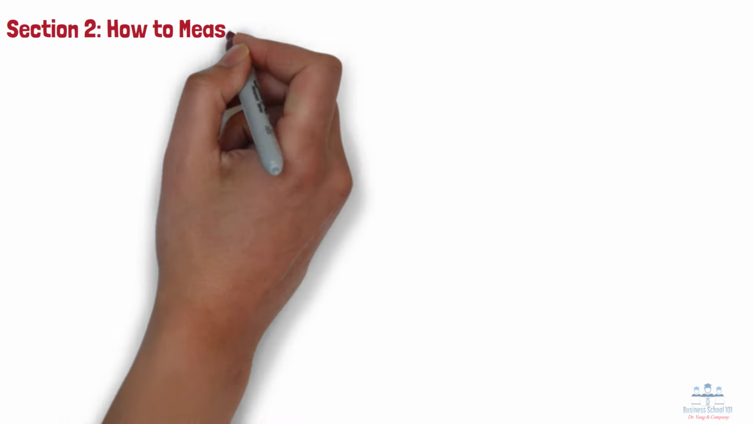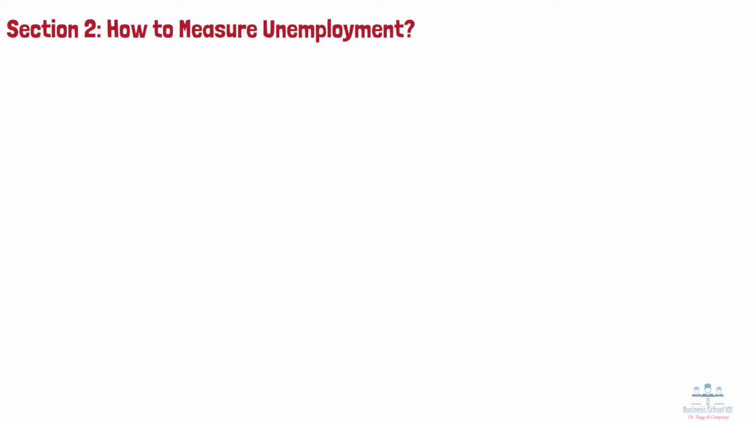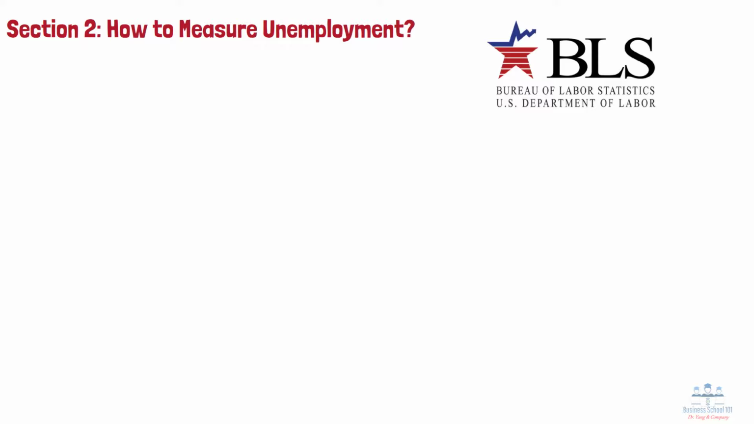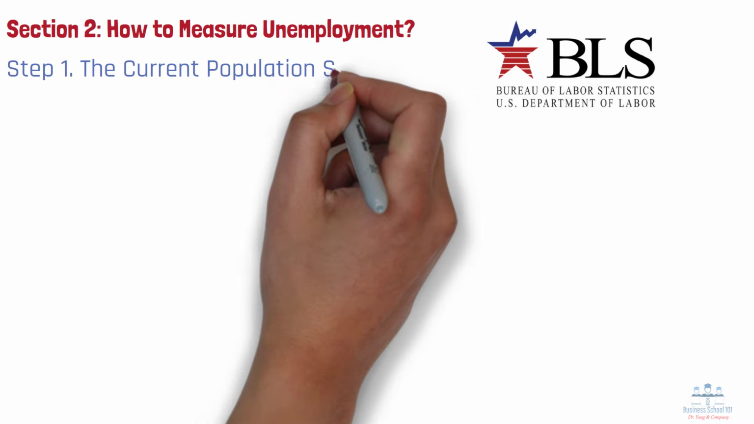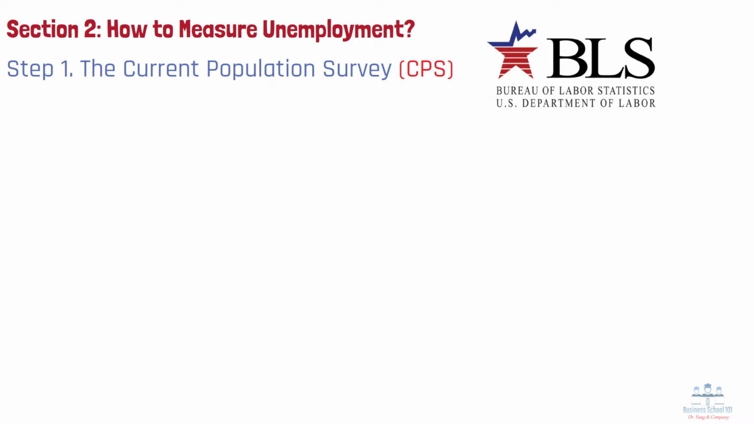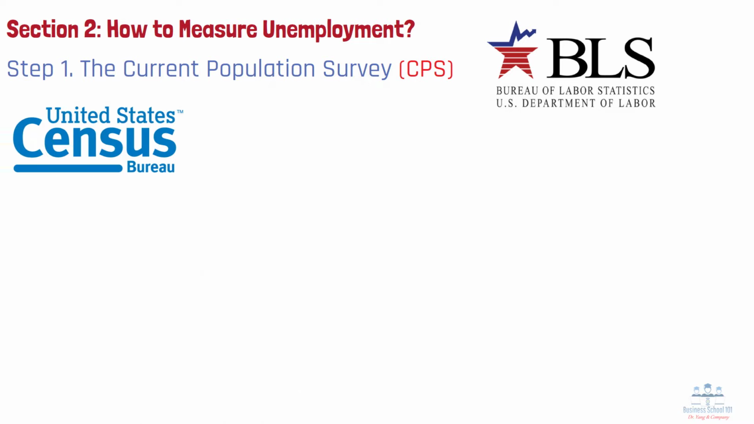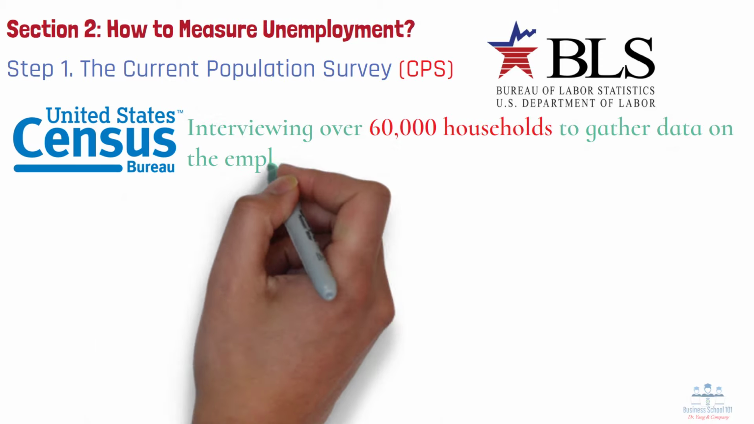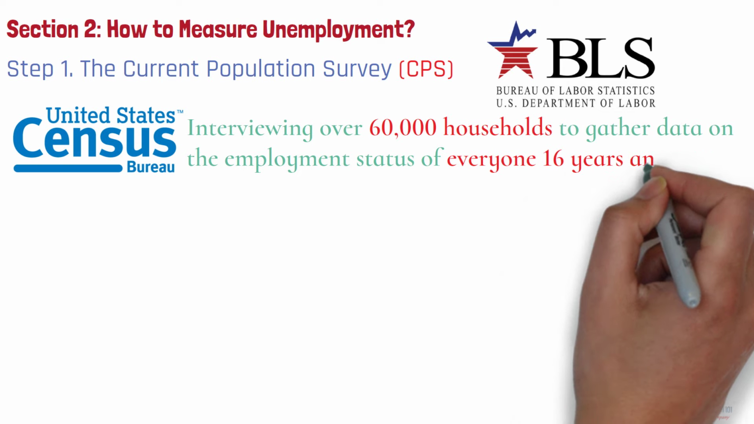Section 2, How to Measure Unemployment. The official unemployment rate is calculated monthly in the United States by the Bureau of Labor Statistics, BLS. This process involves the following steps. Step 1. The Current Population Survey, CPS. Each month, the Census Bureau conducts the CPS, interviewing over 60,000 households to gather data on the employment status of everyone 16 years and older.